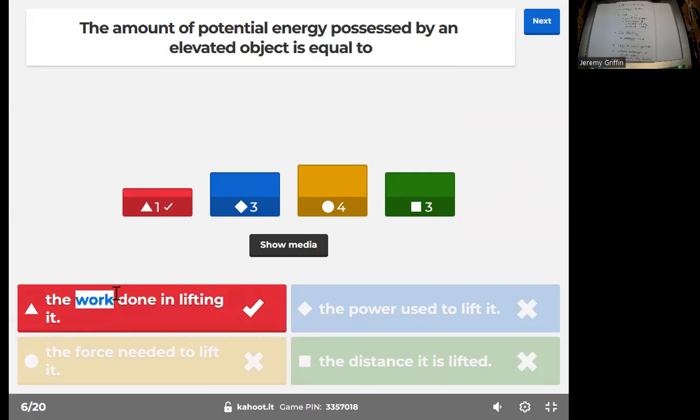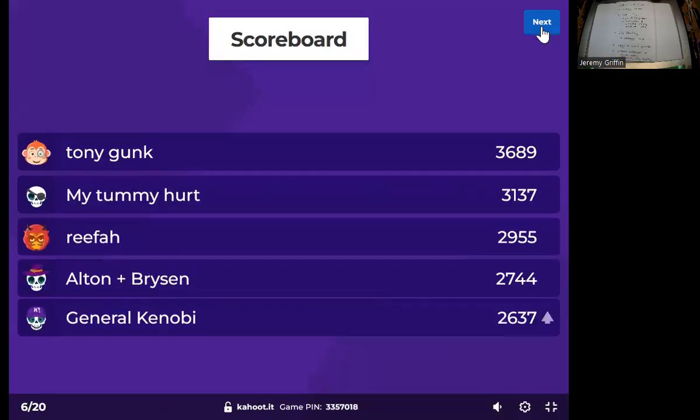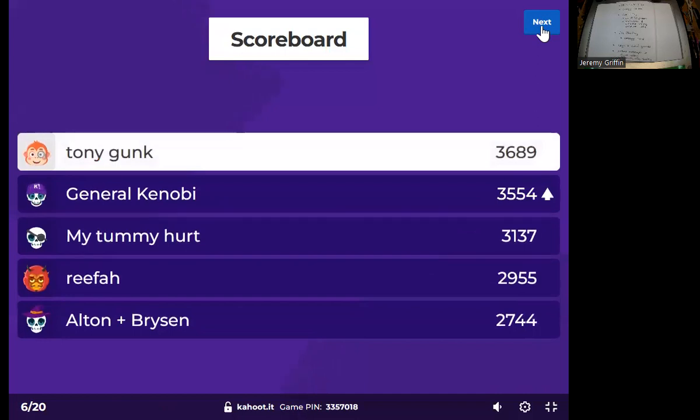What's the units for work? Joule. What's the units for potential energy? Joules. What's the unit for power? Watts. The unit for force? Newton. The unit for distance? Meters. There's only one where the units even match. You guys catch that? So the work you do lifting something is equal to the potential energy that it ends up with. Okay. All right. Who got that? General Kenobi. Oh yeah.